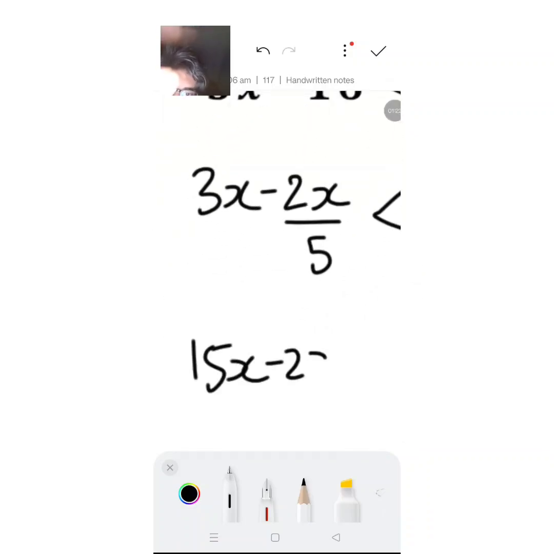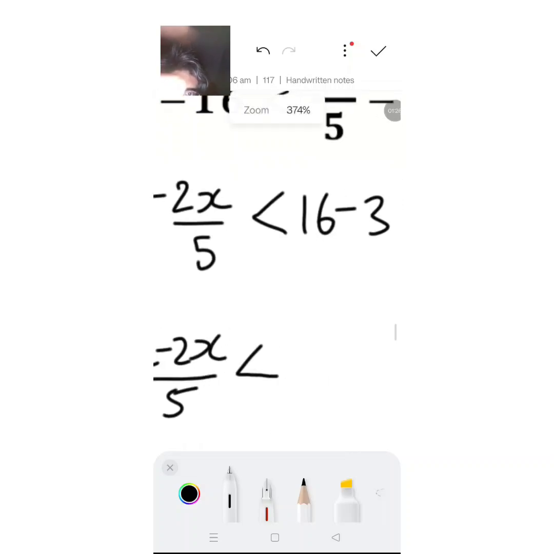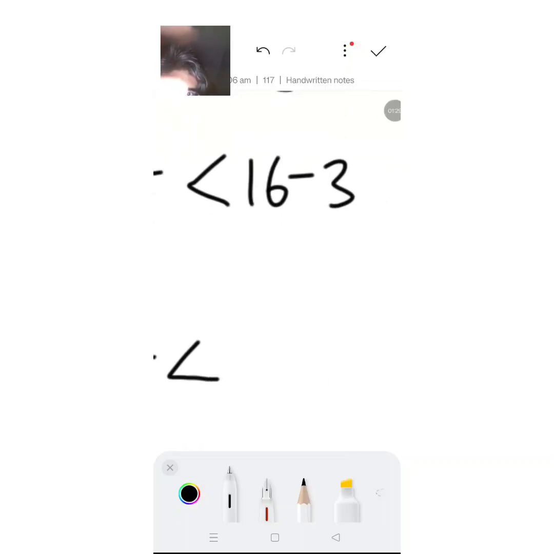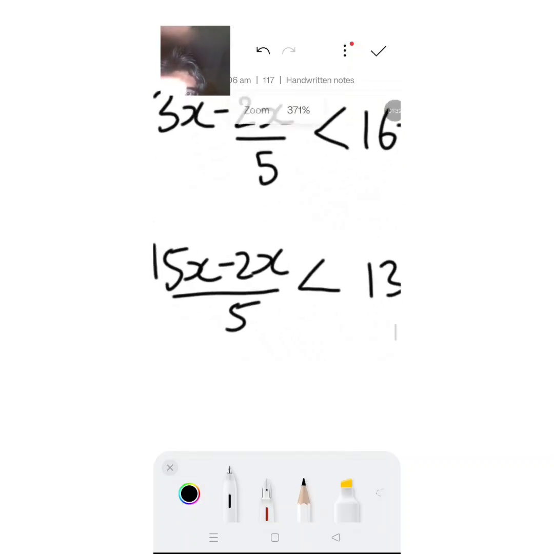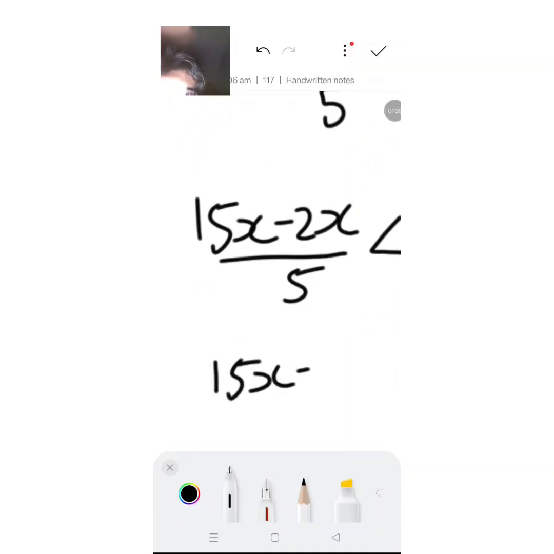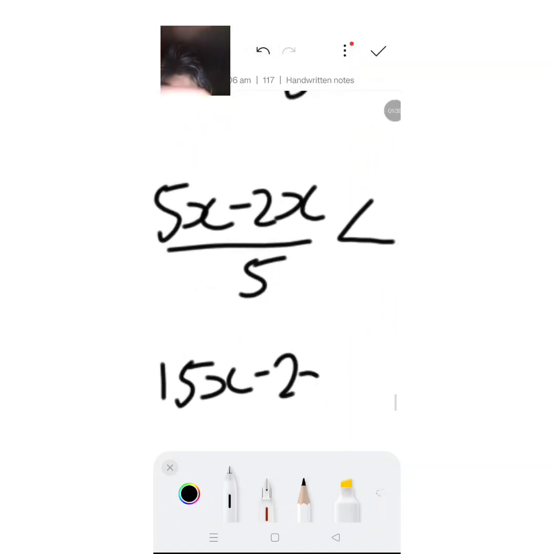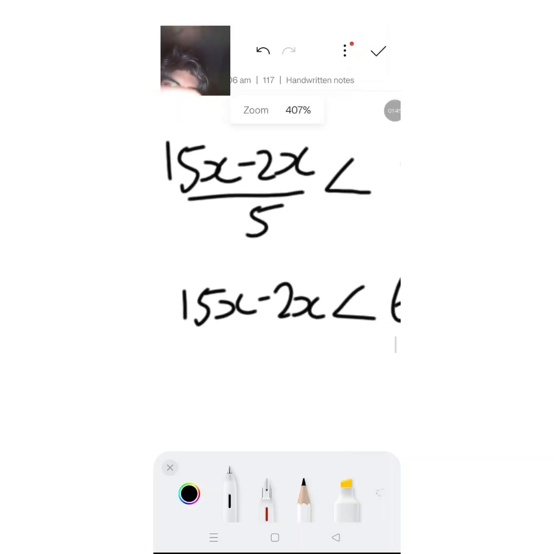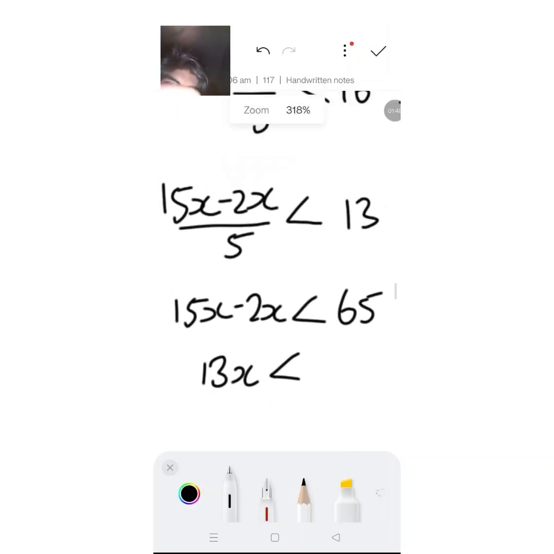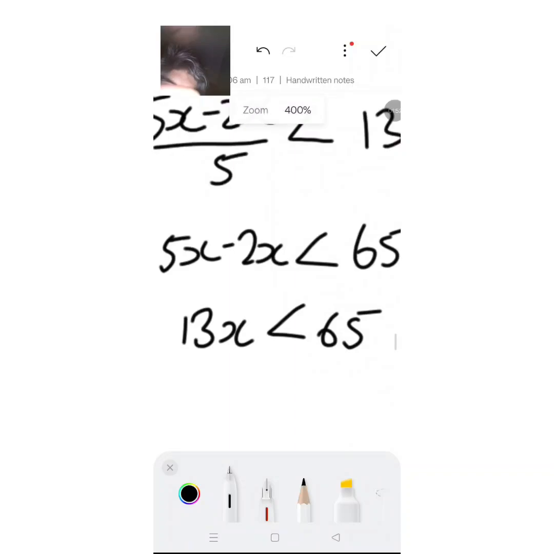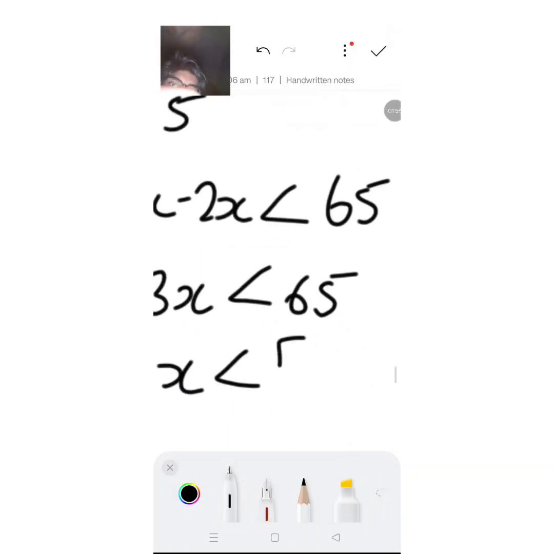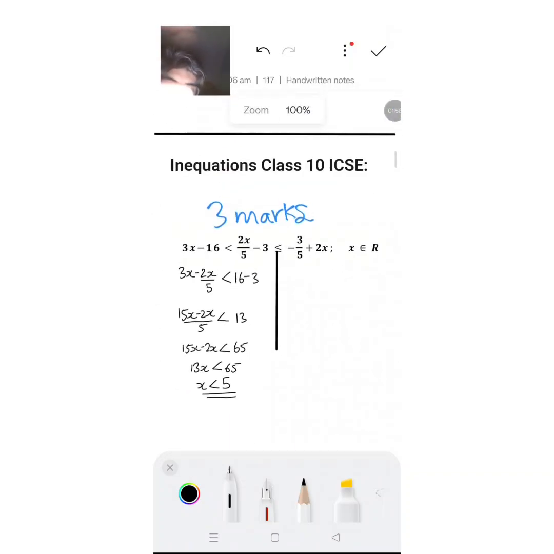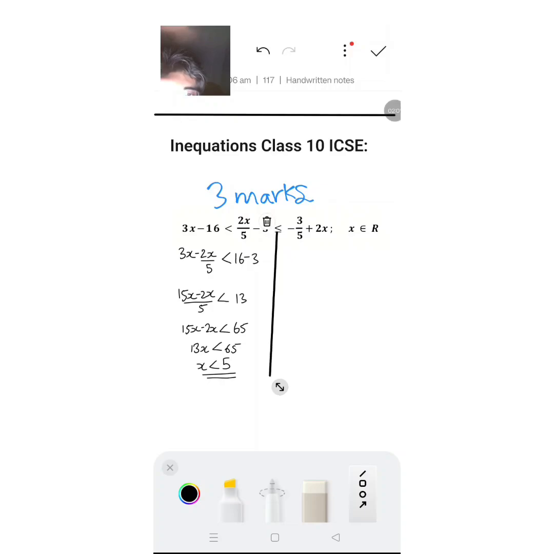15x minus 2x by 5 is less than 13 into 5. So 15x minus 20 minus 2x is less than 65. So this is 13x is less than 65, making x less than 5. So 5 is greater than x, or x is less than 5. This is one part that we've gotten.